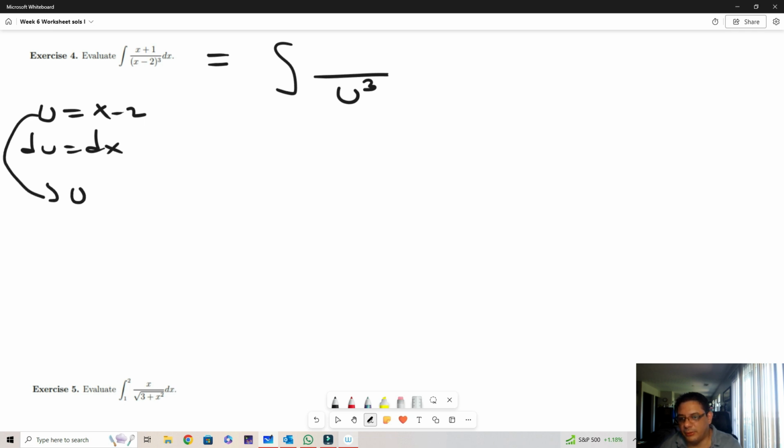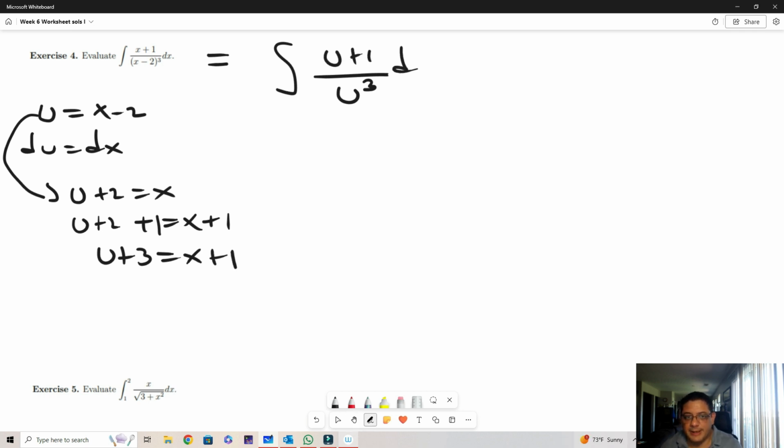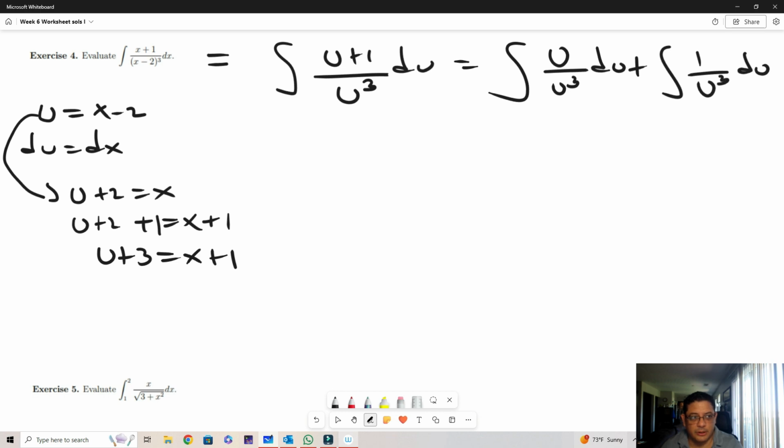Now the issue is the top, but we can replace that from here. If we relate u plus 2 is equal to x, so if I just add 1 on both sides, I'm going to get that x plus 1 is just equal to u plus 3. And that is the relationship here. So now I get something that is much more manageable, and I can split this into the integral of u over u cubed plus 1 over u cubed du.